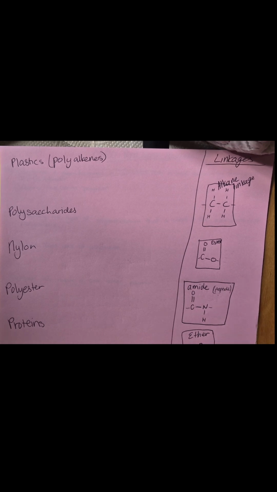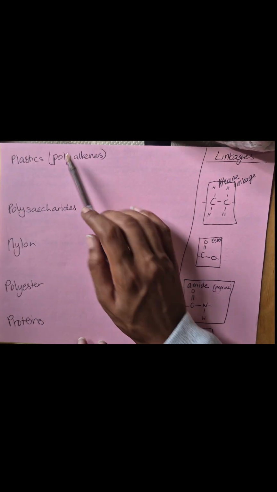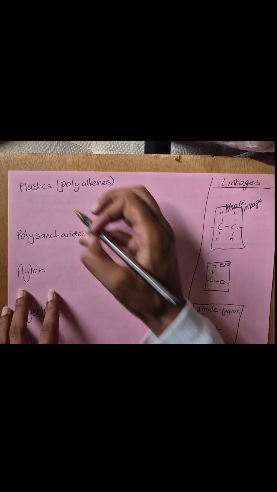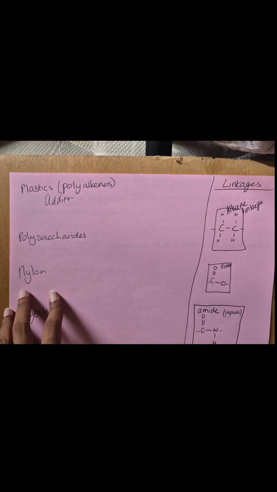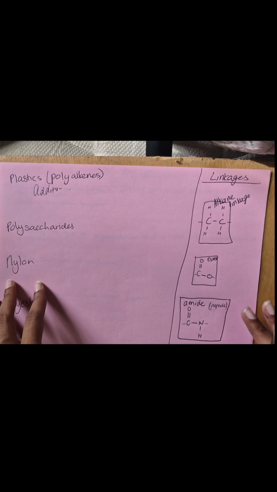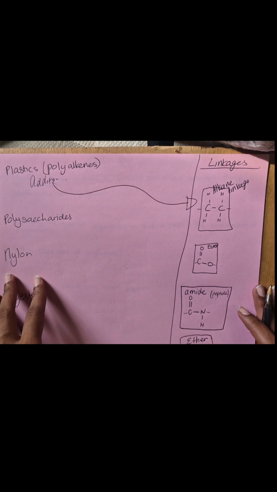So your amide linkage is the only one with nitrogen in there. And if it's on a protein, we can also call it a peptide linkage. And then your ether linkage, which is from your polysaccharides, just has the O alone. Oh, I just told you the answer, but let's still go through it. So plastics or polyalkenes are all made from addition polymerization. And the linkage that forms is going to be your alkane linkage, okay?